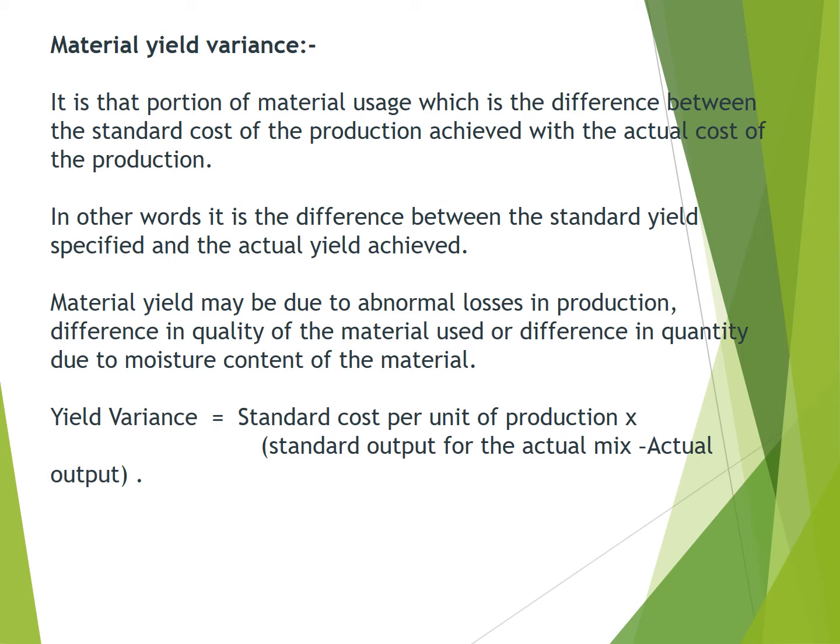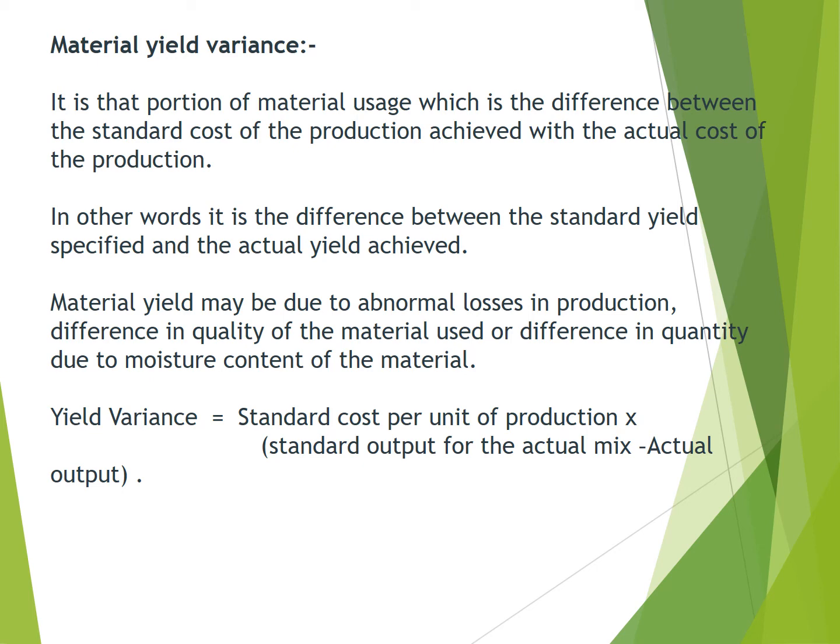Material yield variance. It is that portion of material usage variance which is the difference between the standard cost of production achieved and the actual cost of the production. In other words, it is the difference between the standard yield specified and the actual yield achieved. Material yield variance may be due to abnormal losses in production, difference in quality of the material, or difference in quantity due to moisture content of the material. So there are several reasons for difference in the yield.